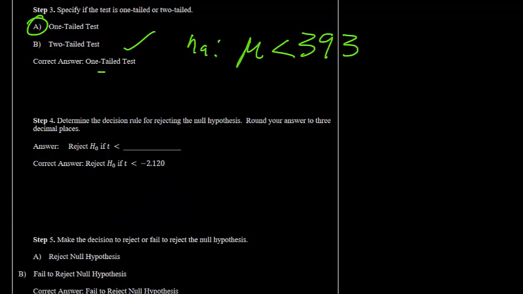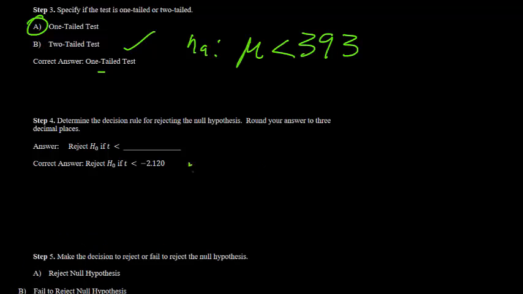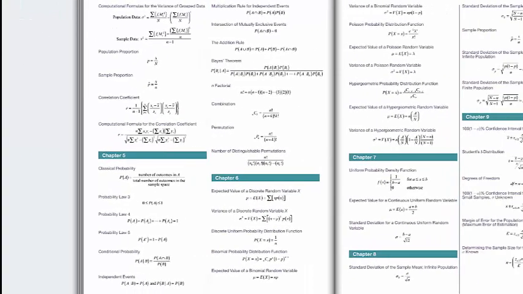Step 4. Determine the decision rule. Decision rule, again, is critical value. So here we go to the alpha. Alpha is equal to 0.025, which is just half of 0.05, right? But this is, again, a one-tail test. So we go back to our sheets. Let me see if I can do a better job this time.